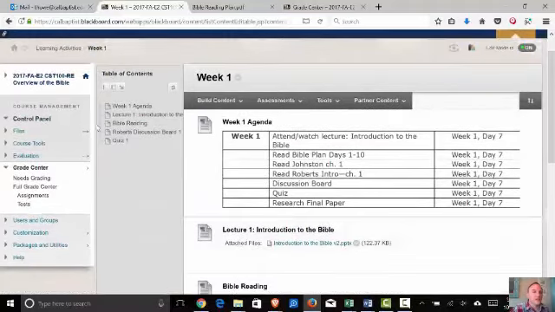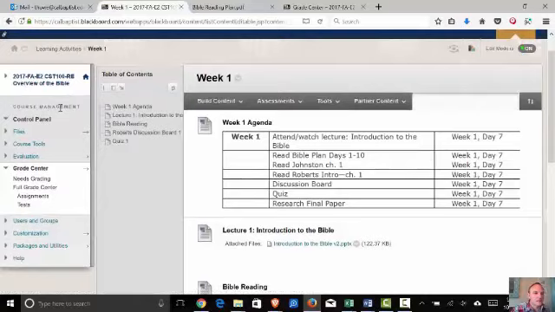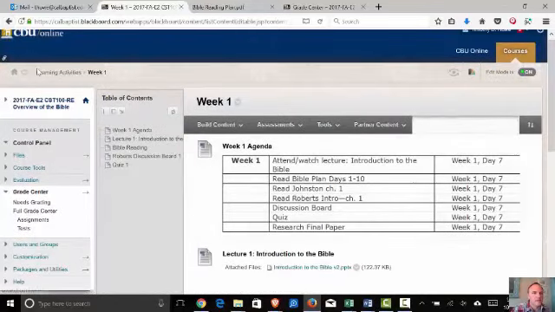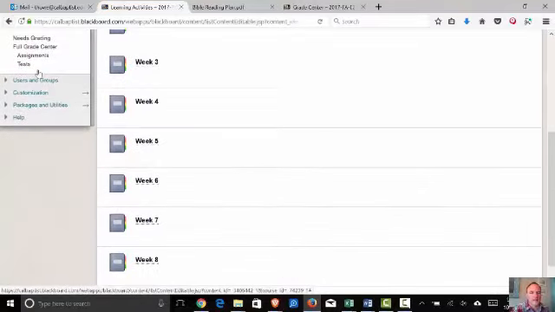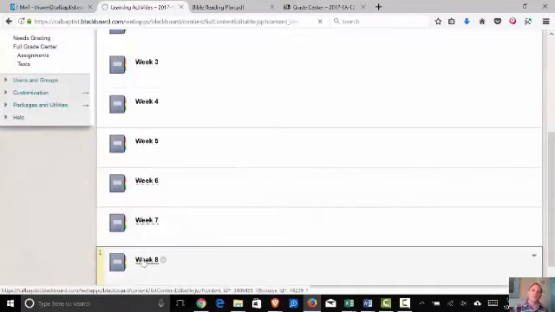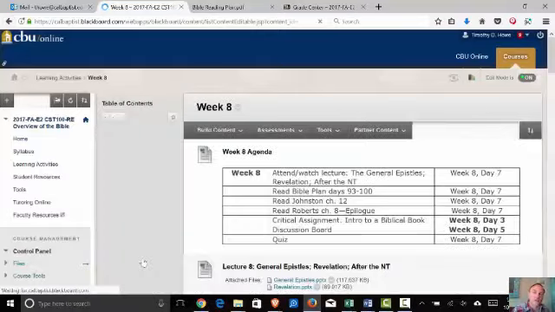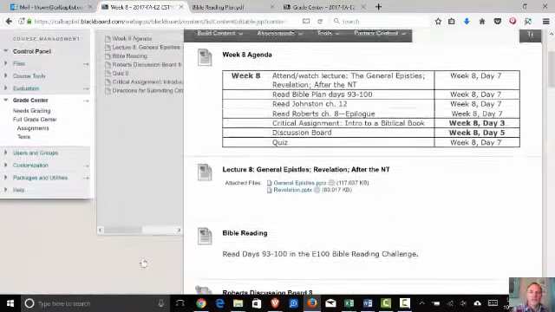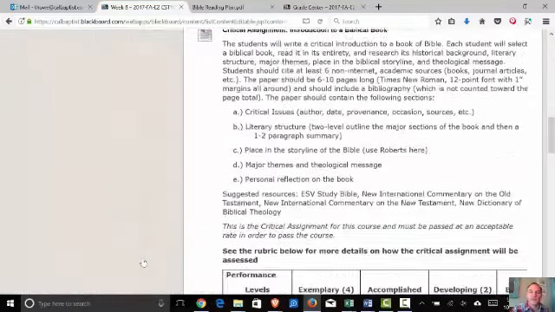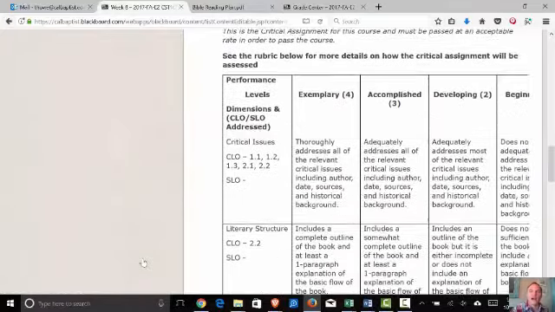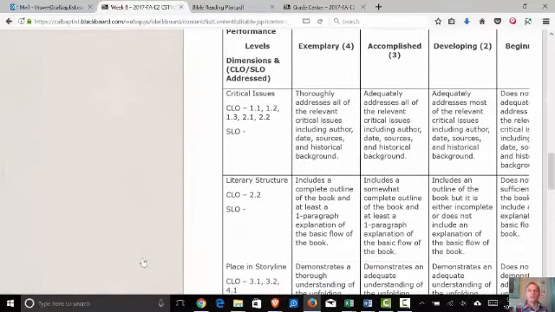Okay? Let's go back to, let's see here, the learning activities. And let's look at the rubric for your critical assignment. Week 8. So each week has the same sort of learning activities we saw in week 1. Week 8 is the same thing, except for here's one benefit. Your rubric for how you're going to be graded on your critical assignment is right down here at the bottom. Okay?